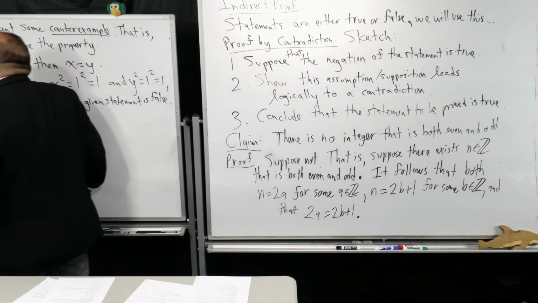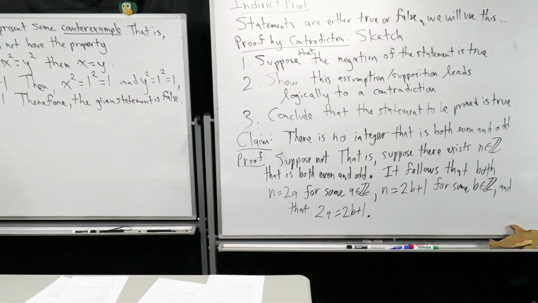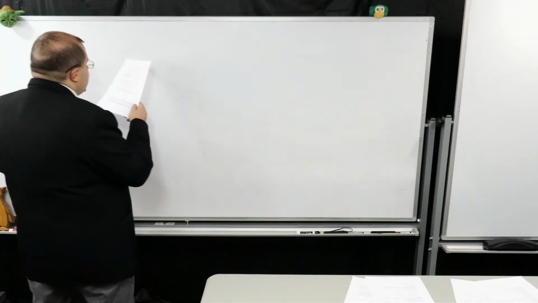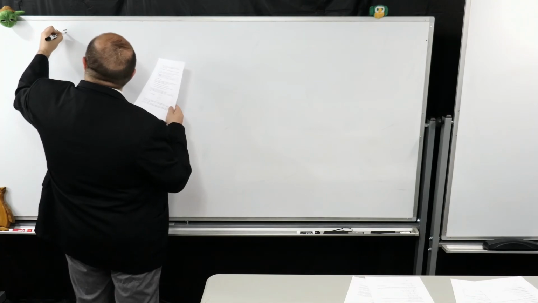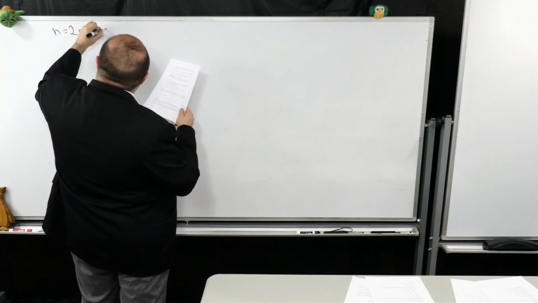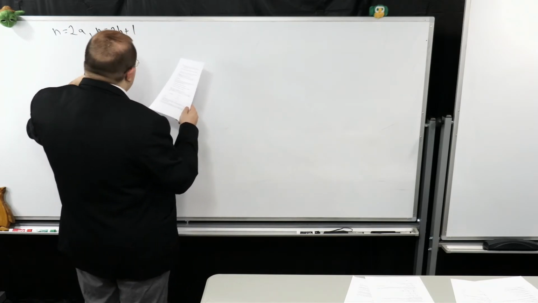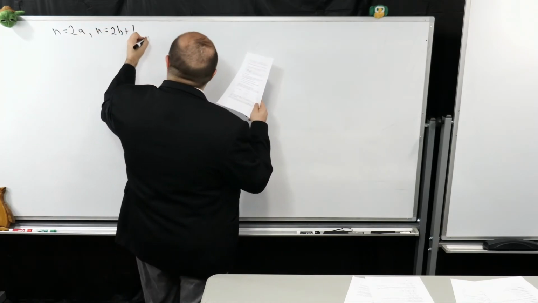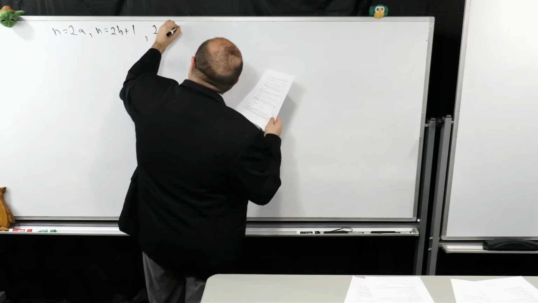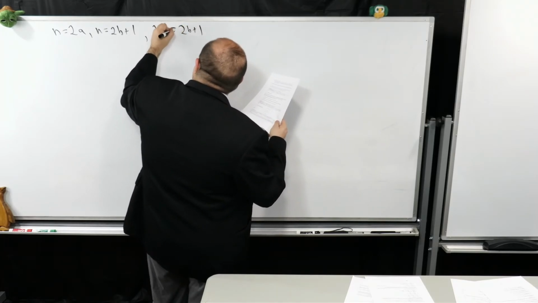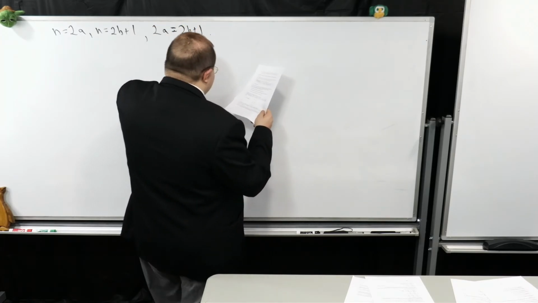That has to be true, right? Because it's n. N is equal to n. So remember, we know that n is equal to 2a, and n is also equal to 2b plus 1. So, as I mentioned on the previous board, we know that 2a is also equal to 2b plus 1, because n is equal to n, right? That's just identity.